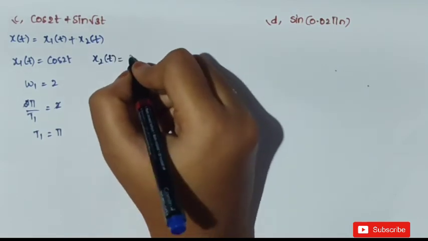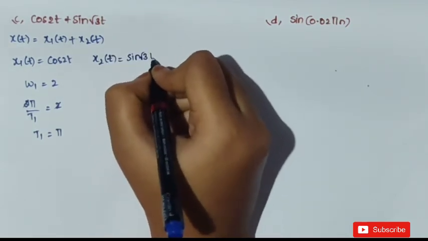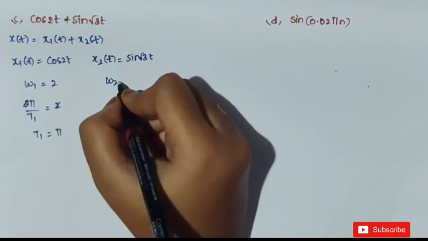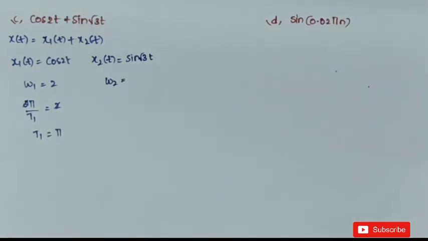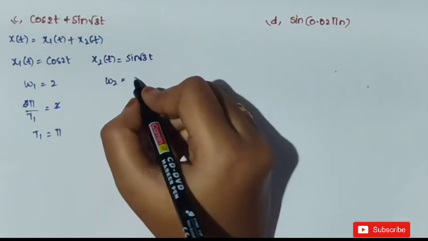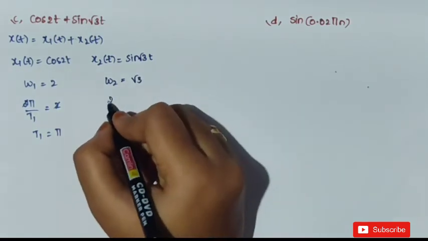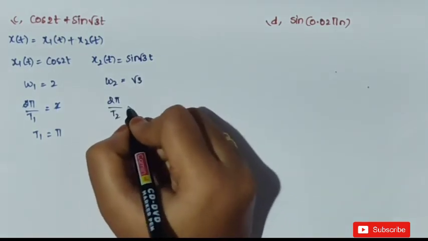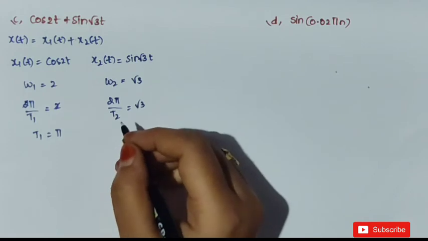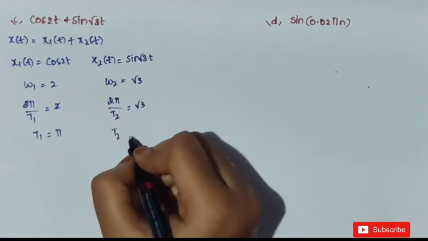x2 of t is equal to sine root 3t. Compare it with sine omega 2t. Omega 2 is equal to root 3. 2 pi by T2 is equal to root 3. T2 is equal to 2 pi by root 3.